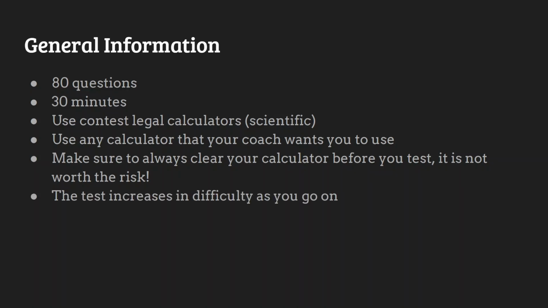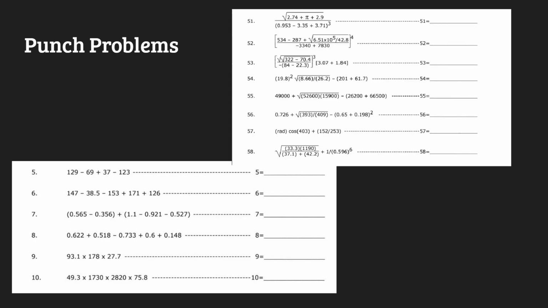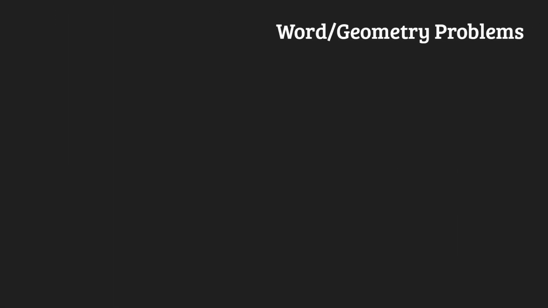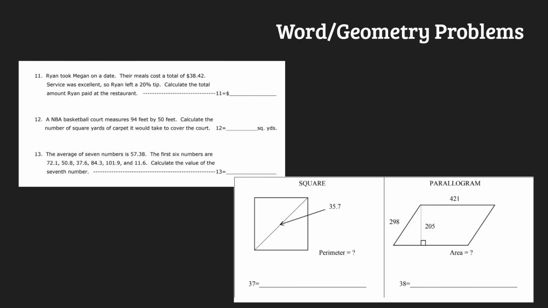And the test will increase in difficulty as you go on. So I'll be mentioning stuff like punch problems and word problems. So this is what punch problems would look like. As you can see from questions 5 through 10, they're pretty easy. And then from the middle of the test to question 80, they'll be pretty hard. This is just an example of word problems and some geometry problems.